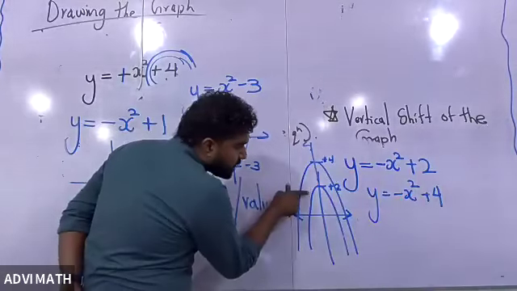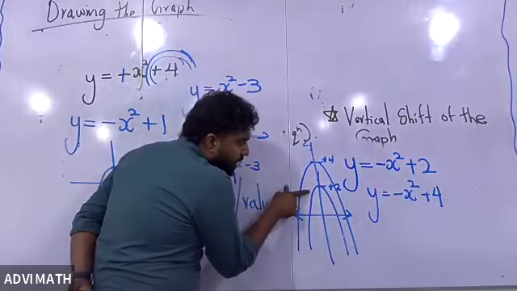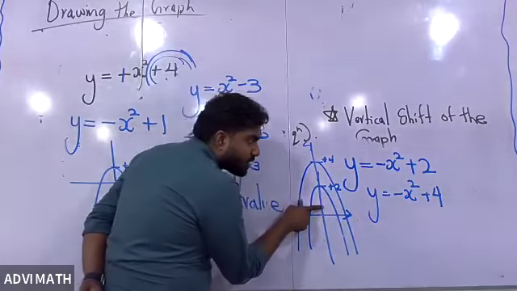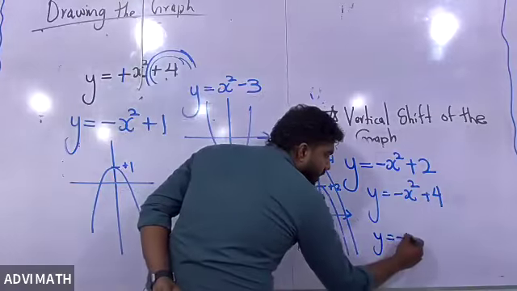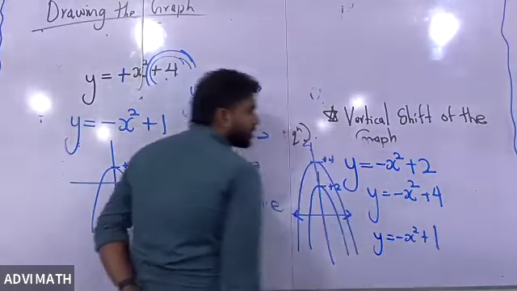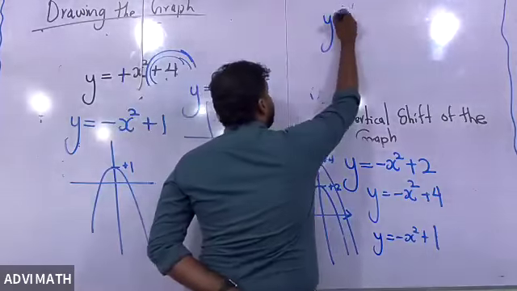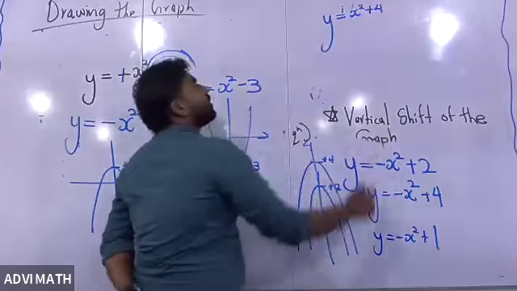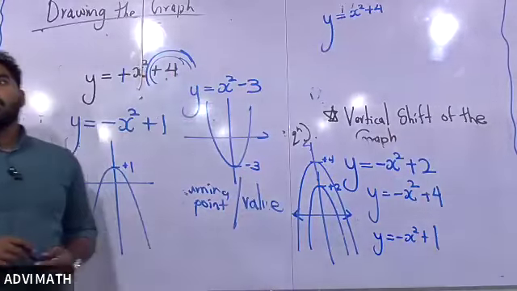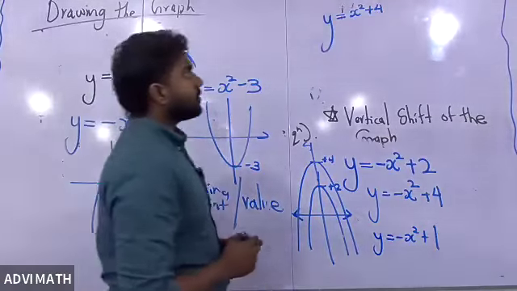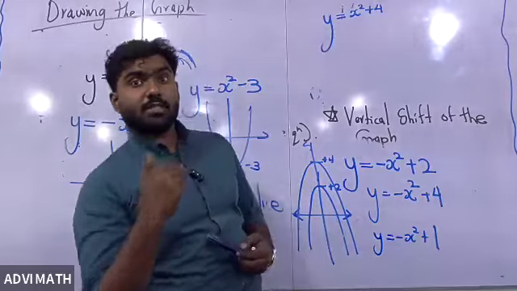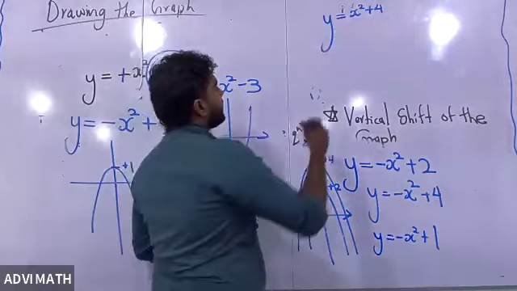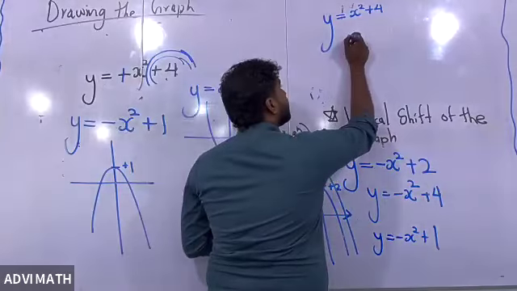Now if I shift this graph 1 unit downwards, what is the equation? 1 unit downwards, plus 1. So y equals minus x squared plus 1 is the equation. Okay. Now x squared plus 4, I'm shifting this graph 3 units downwards. 3 units downwards. Minus 1, minus 1, plus 1.